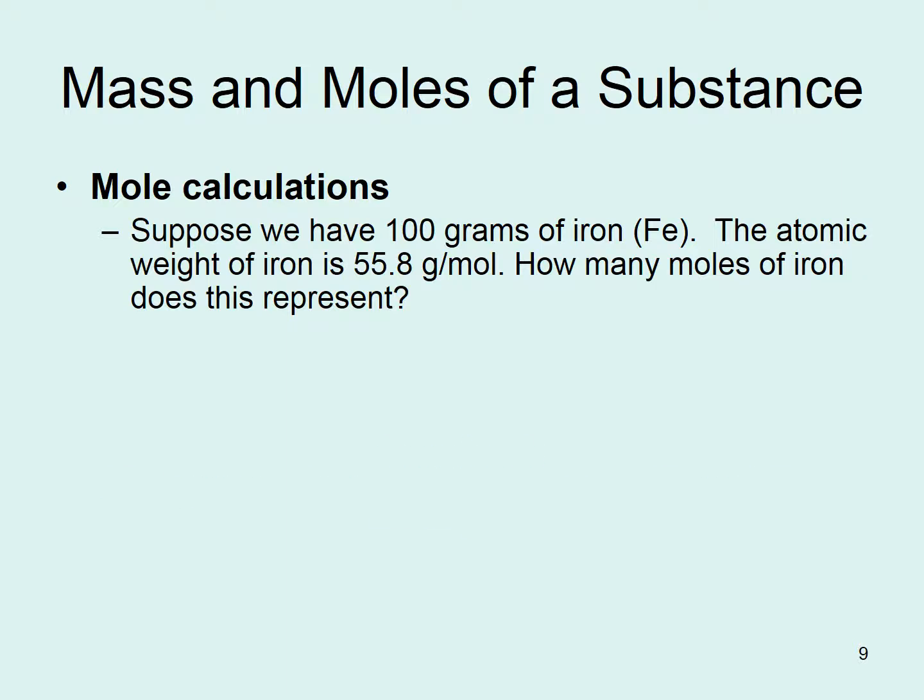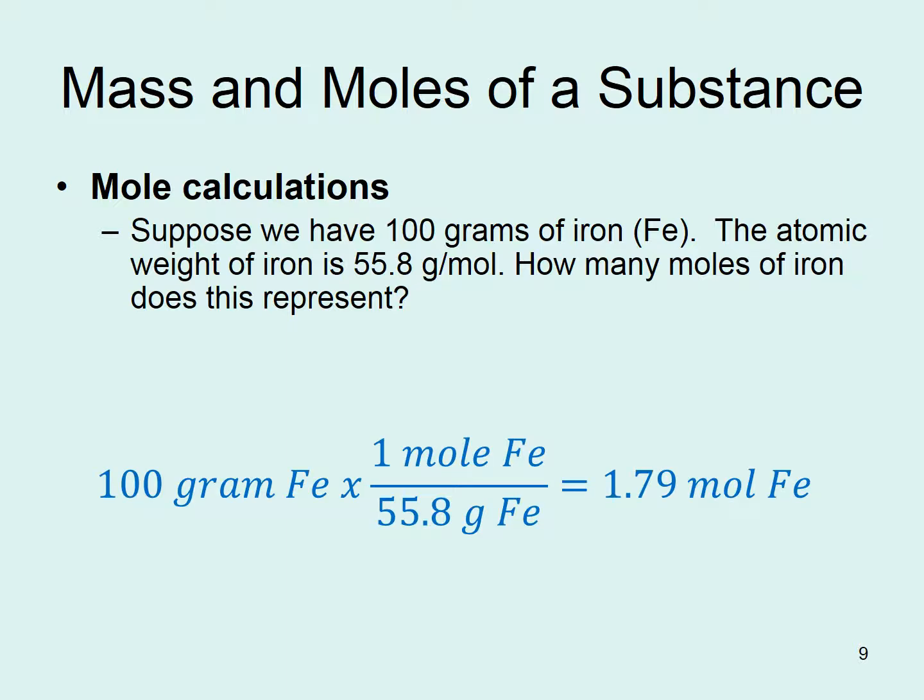Anyway, suppose we have 100 grams. So we start with what we're given, 100 grams, and we want to convert that to moles. So we know that there's 55.8 grams in 1 mole. So that's our conversion factor. It's a form of 1 because they're equivalent to each other. In this case, we want the 55.8 in the denominator because we want grams to cancel, and we want moles in the numerator because that's what we're looking for. So 100 times 1 divided by 55.8 gives us 1.79 moles of iron. And it makes sense because 55 is a little more than half of 100, and so this should be a little less than 2 moles.